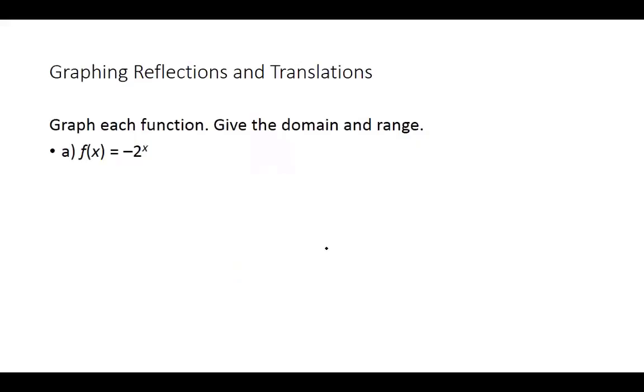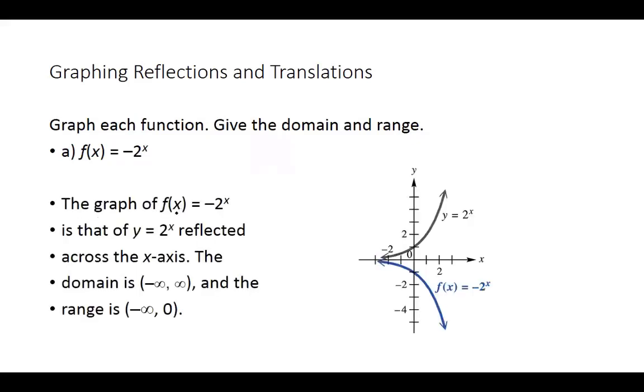Graph f of x equal to minus 2 to the power of x and find the range and domain. The graph of f of x equal to minus 2 to the power of x is the reflection of the graph of y equal to 2 to the power of x across the x-axis. So if you look at y equal to 2 to the power of x and reflect that with respect to the x-axis, that would be the graph of f of x equal to minus 2 to the power of x.